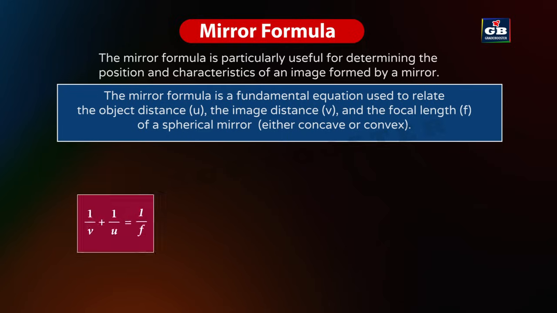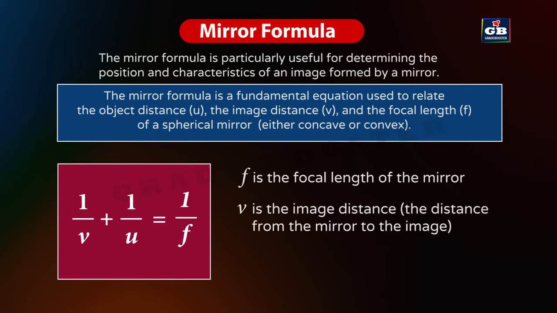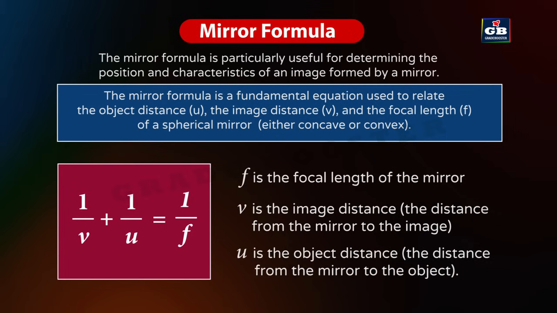It is expressed as 1/v + 1/u = 1/f, where f is the focal length of the mirror, v is the image distance, meaning the distance from the mirror to the image, and u is the object distance, that is the distance from the mirror to the object.